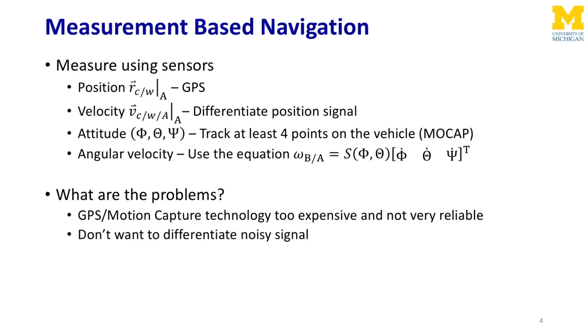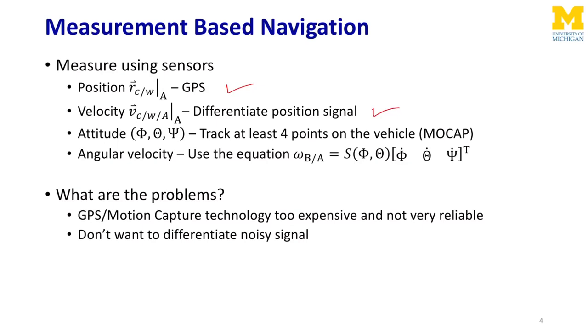So let's see if we can use just the measurements to do navigation. Like I said, we could use measurements, we could use the model, or we could use a filter. So let's just focus on the measurements. What kind of sensors do we need to make these measurements? For the position measurement, we could use a GPS. Now, velocity, I don't think GPS gives you velocity. So if you have the position estimates from the GPS, you can just differentiate that signal, and then you can get the velocity.